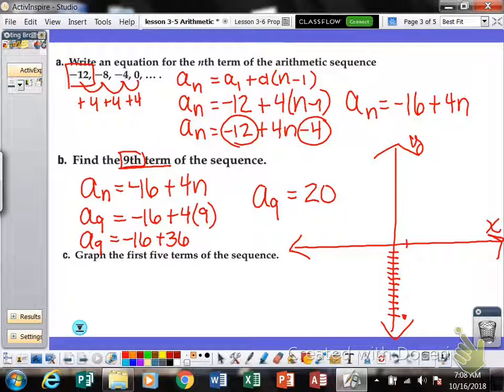And then our second term was negative 8. Right about there. And then our third term was negative 4. So right about there. Our fourth term was 0. And then our fifth term would have been 4. So right about there. And then we just leave it like that. We don't connect them because there's nothing in between those points. So then you would just leave it like that.